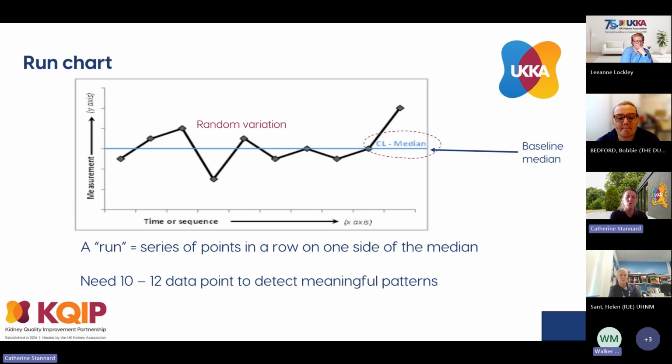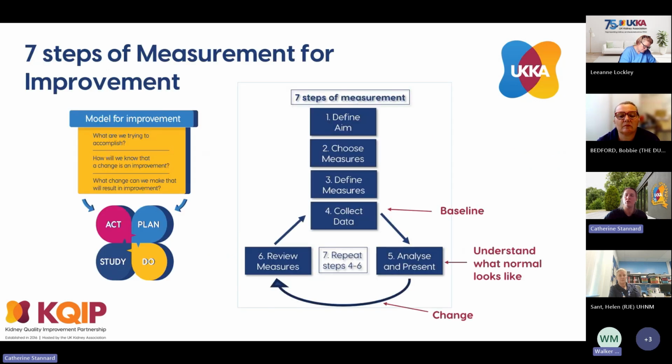Because if you understand what normal variation looks like, you'll know, when you make a change, what the impact of that change has been. And this is why we measure a baseline. So you understand what normal variation looks like before you make a change, and then you make the change, so you understand whether the variation is as a result of your change or not. So it's a really important step in order to know the impact of your project, to baseline your measurement. So remember the 7 steps of measurement for improvement.